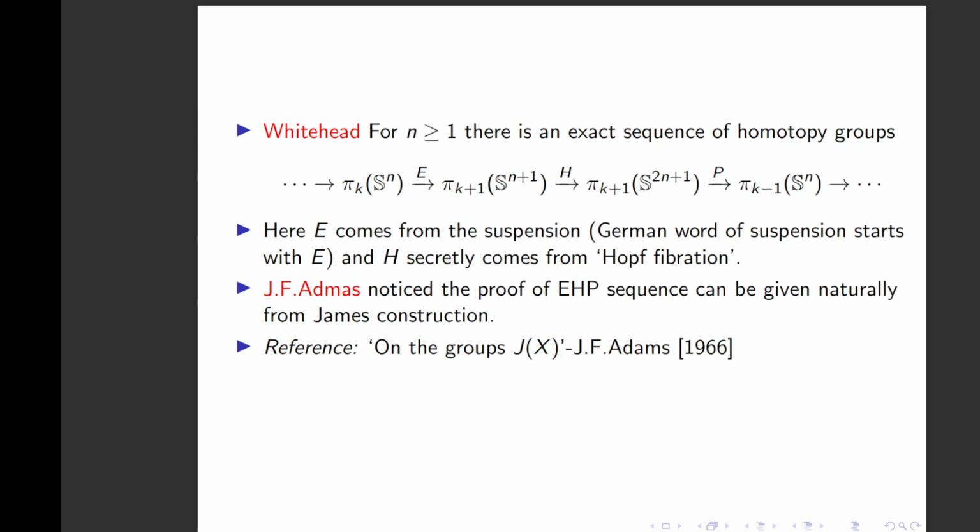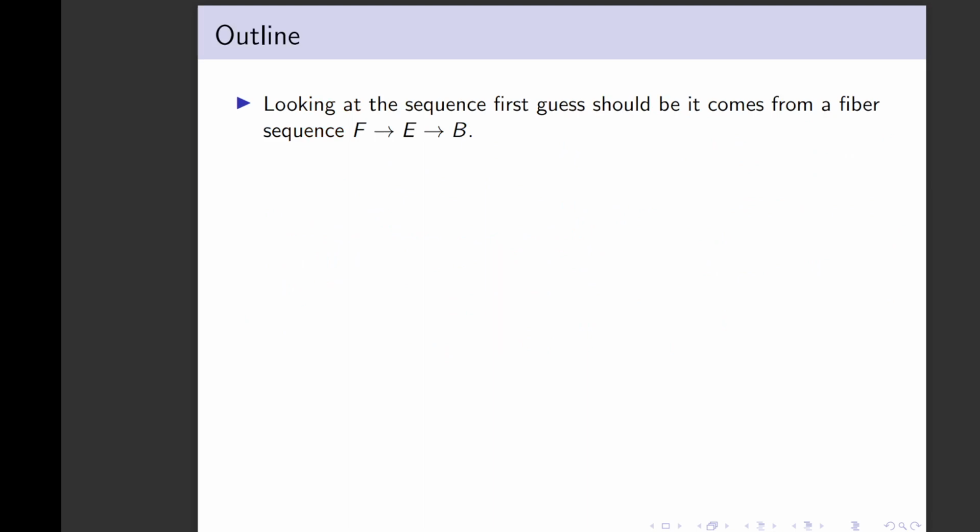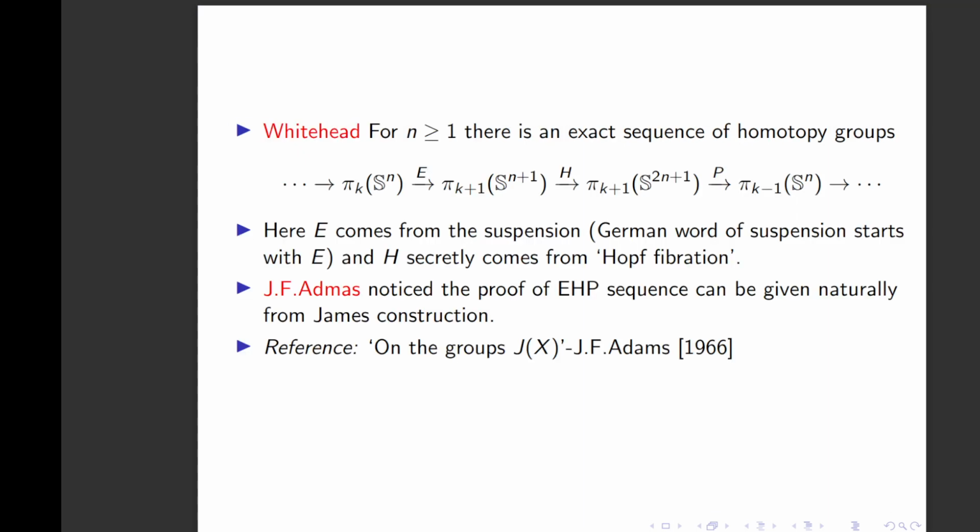P is something that is joining this. Once we have some kind of fiber sequence, if we take the long exact sequence, this P comes from that joining map, nothing else. Here E is kind of a suspension. This is not exactly suspension, but you can visualize it like a suspension, because suspension induces maps in higher dimension, right?